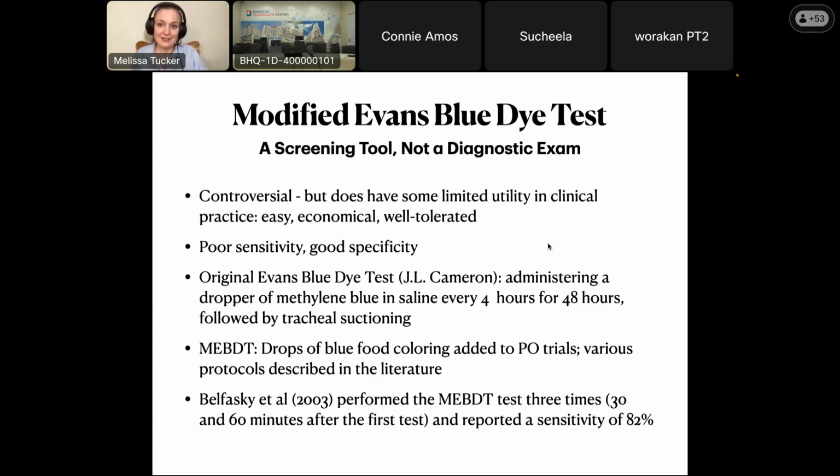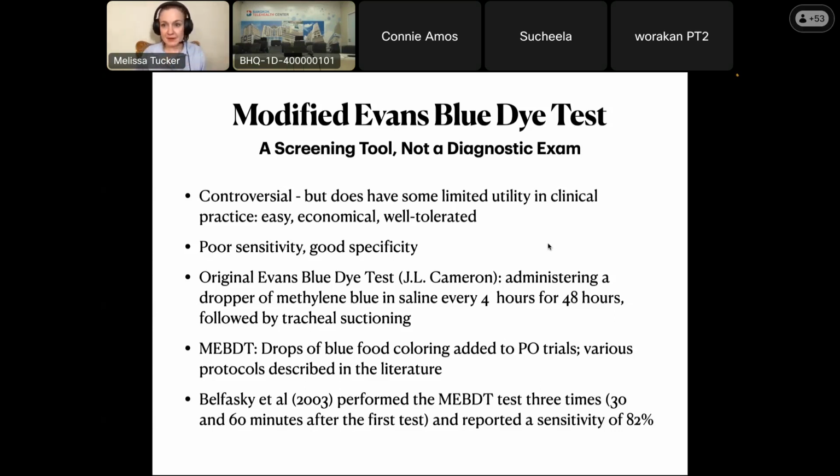The modified Evans Blue Dye test has very poor sensitivity, but very good specificity, meaning that it's not very good at detecting aspiration. But when it does detect aspiration, you can be pretty confident that that patient is aspirating.